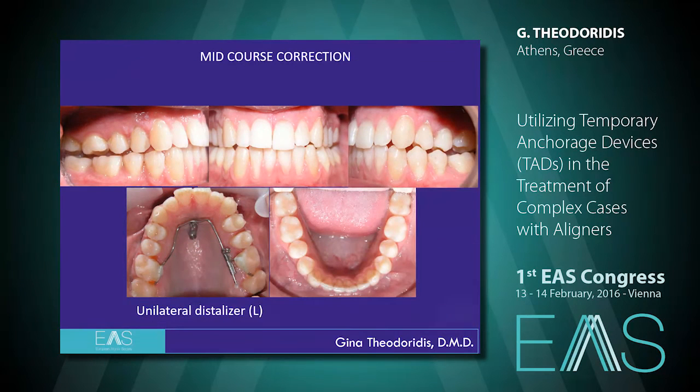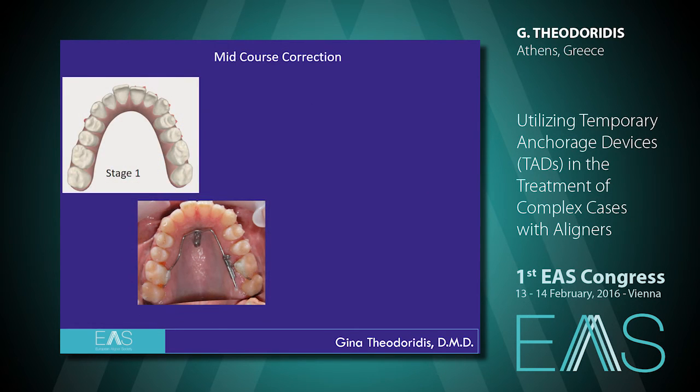You can see that we have lost some anchorage on the left side, which was due to the fact that the patient had an accident. He had to have an MRI scan, several of them, so we had to remove the TPA. So in order to correct the residual class 2, we proceeded with a mid-course correction, and the patient was very reluctant to wear class 2 elastics. Therefore, we modified the Bennett slider, we fixed the right side, and we activated with a coil the left side.